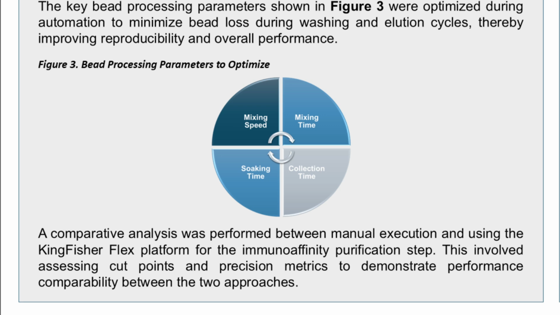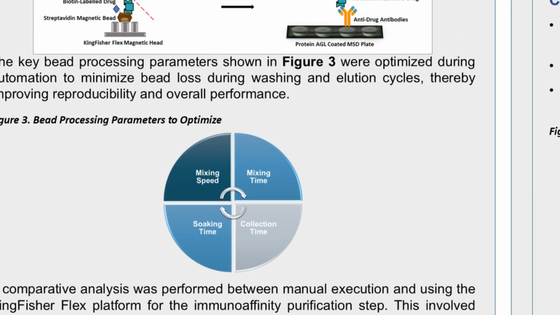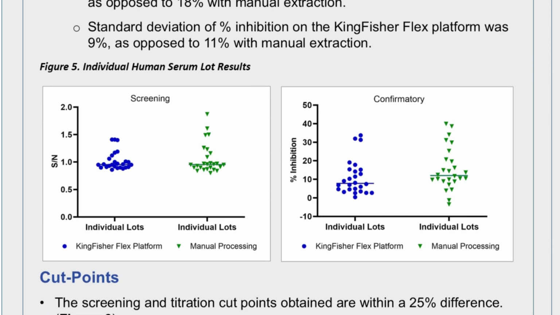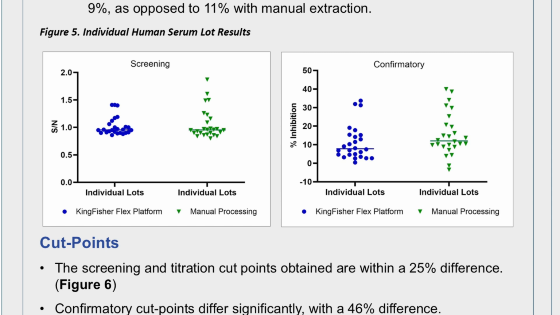To go over the results of the comparative analysis, firstly, the control and the individual human serum lot testing demonstrated comparable control responses in the screening and the confirmatory assays. And this was seen with a percent difference within 15% for the controls between the KingFisher and the manual processing. The variability within the individual human serum lots evaluated on the KingFisher platform was reduced compared to manual extraction. These results are demonstrated in figure 5 and figure 4.